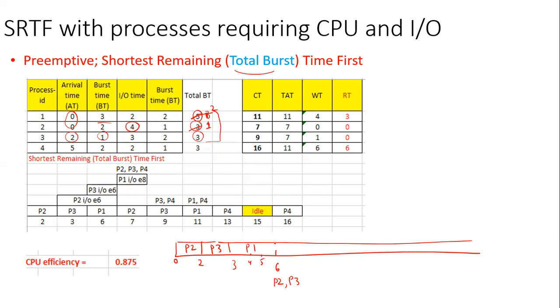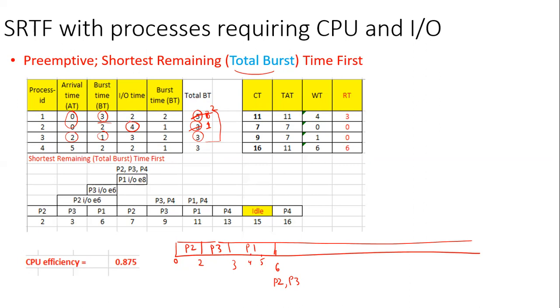So that means P1 finished 3 units of time. Do you agree with me? And it goes for IO now. How much time will it come back again? 2 units. 6 plus 2, 8, is it not? Just 2 units. It has to come back at 8.